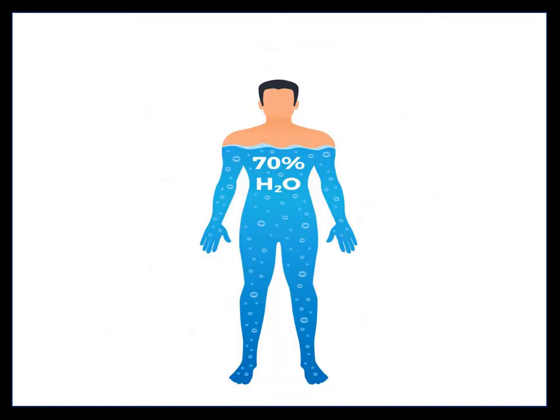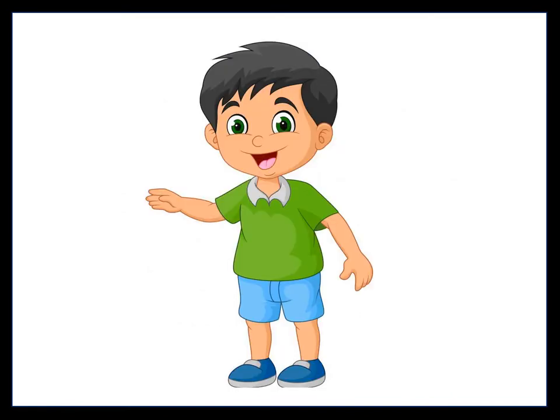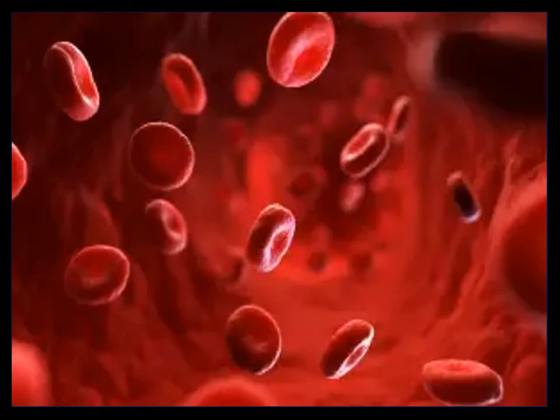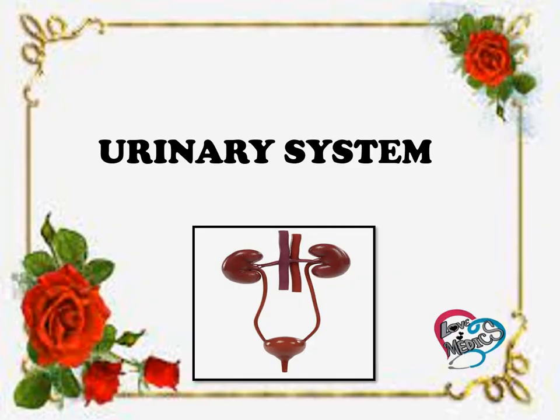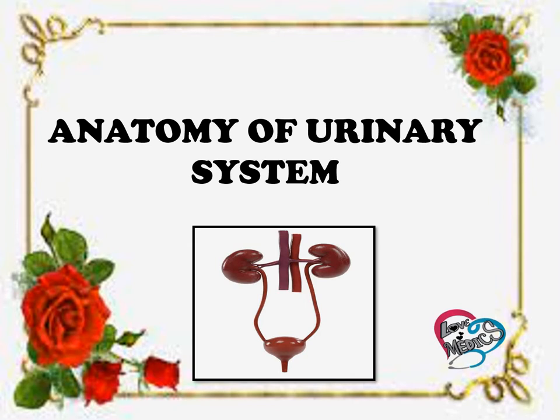Who is regulating the water level in our body and water level in our blood? That is the urinary system. In this video, I am going to explain about the anatomy of the urinary system.